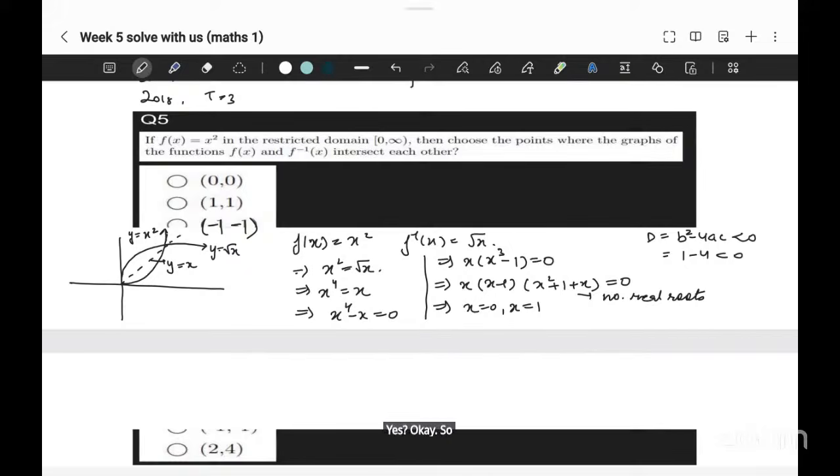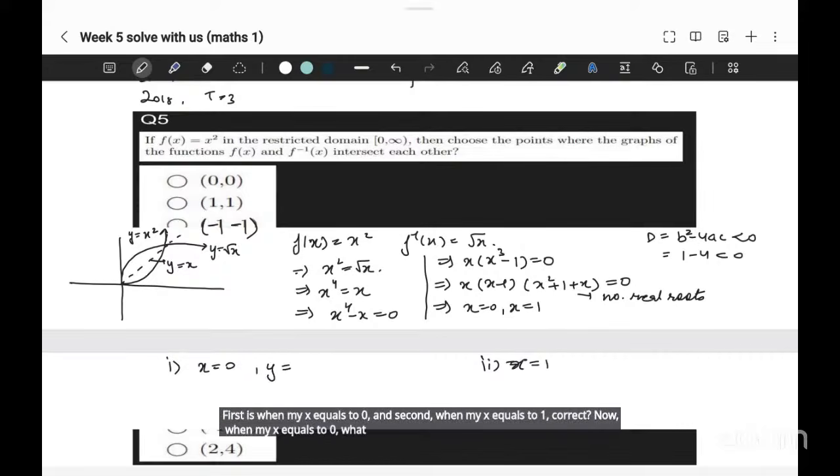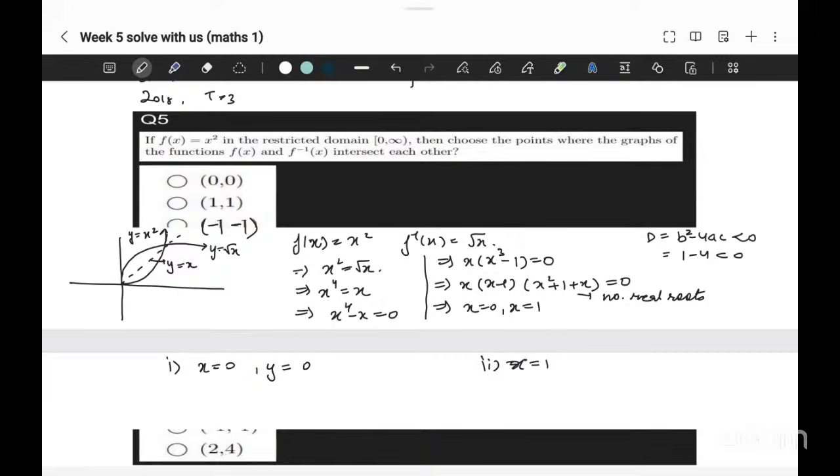So in general, I have two roots. First is when my x equals 0, and second when my x equals 1. Correct? Now, when my x equals 0, what will be the value of y? It will be 0.